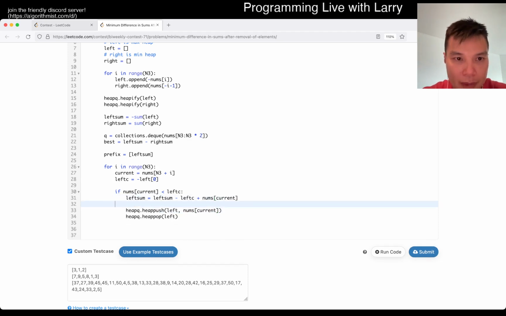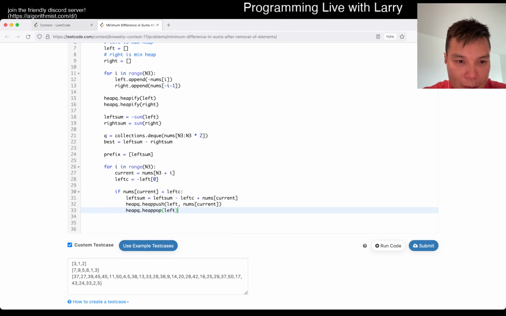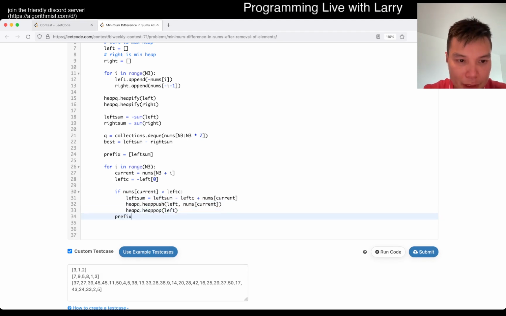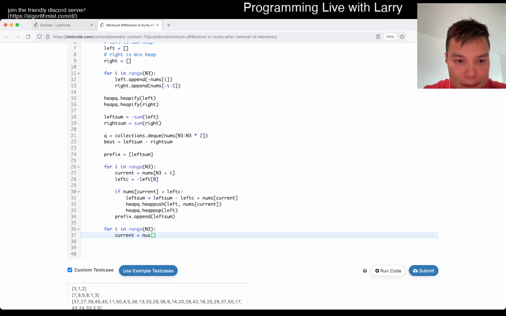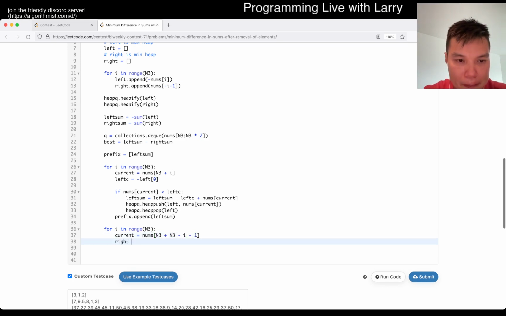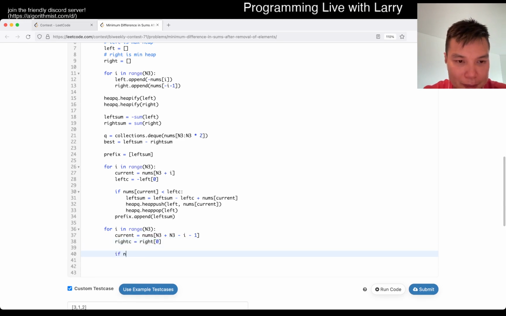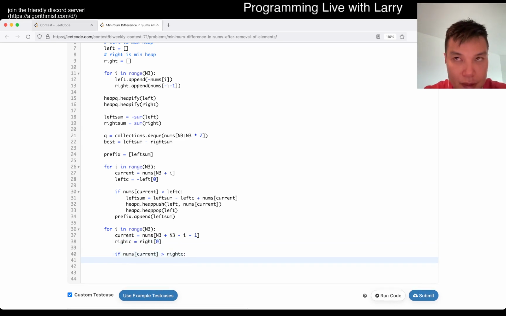Yeah, because we want to minimize the left. Okay, and then prefix that up. I guess this is actually easier to write, but okay, now in this one, we want the max, right? Yeah, we want the max, so if this number is bigger, then we want to get rid of it. Okay, fine.